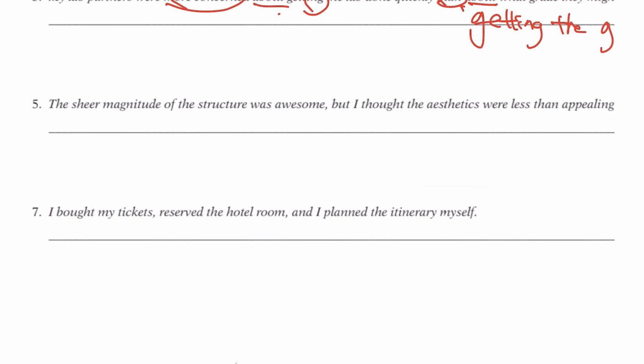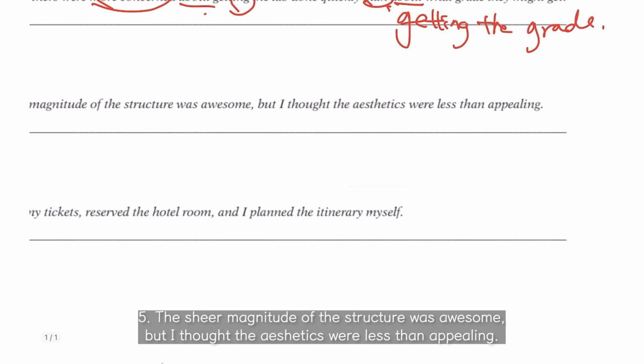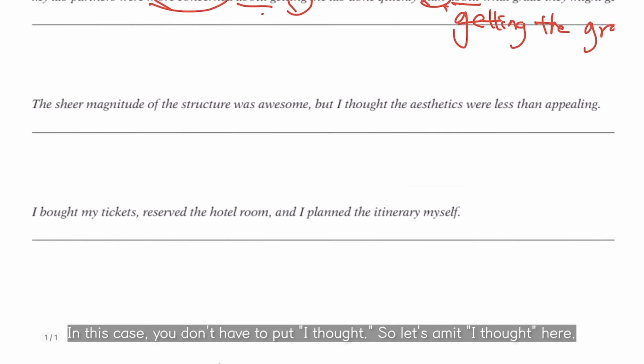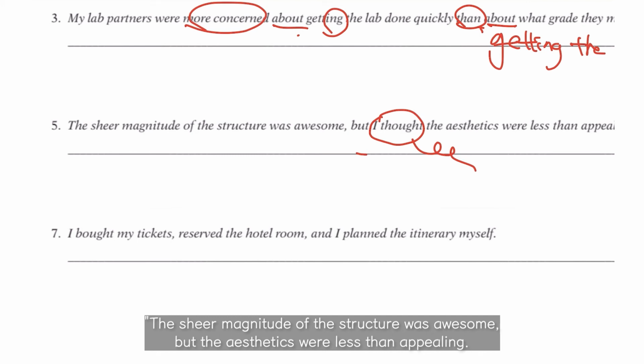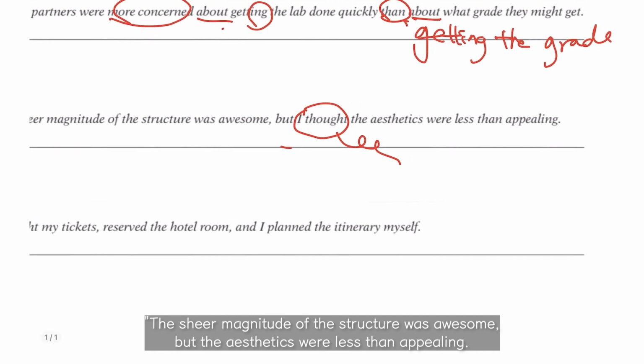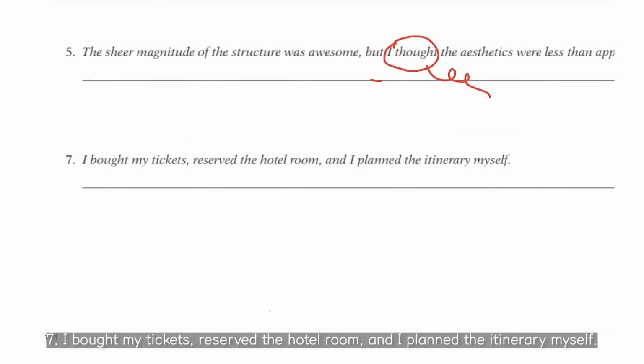Okay, number 5. The sheer magnitude of the structure was awesome, but I thought the aesthetics were less than appealing. So in this case, you don't have to put I thought, right? So let's omit I thought here. So in this sentence, we can say the sheer magnitude of the structure was awesome, but the aesthetics were less than appealing, okay?